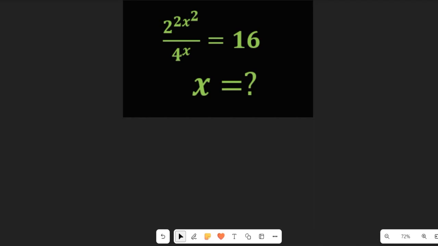Hello, let's learn how to solve for x in 2 to the power of 2x squared divided by 4 to the power of x equal to 16. We're asked to find the value of x. This is an exponential equation, and we are going to see to just that.